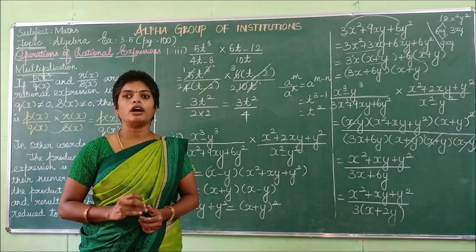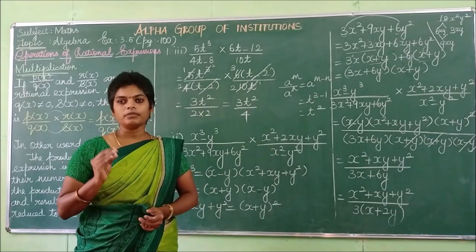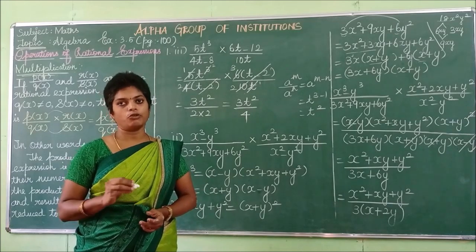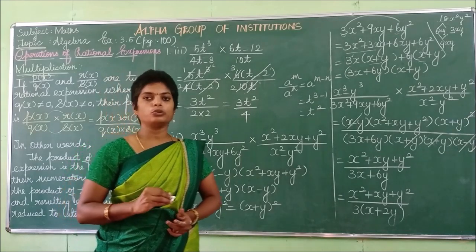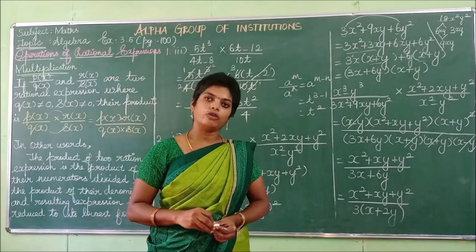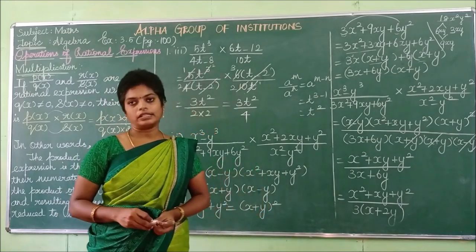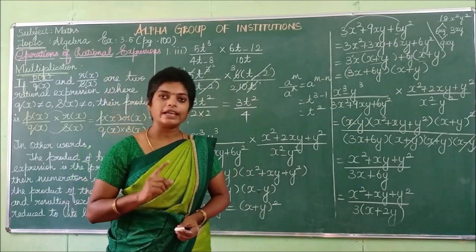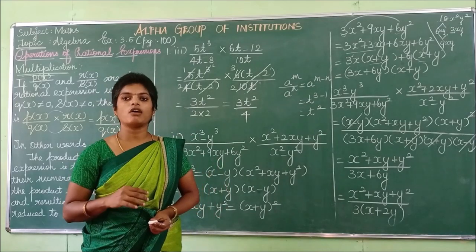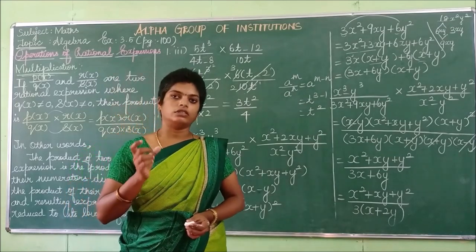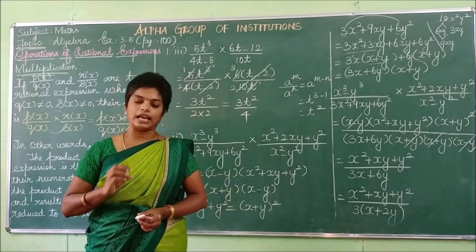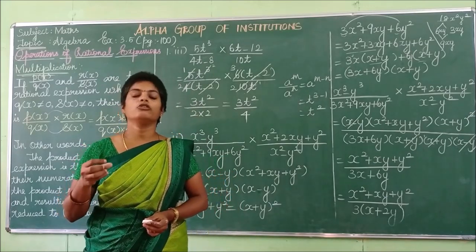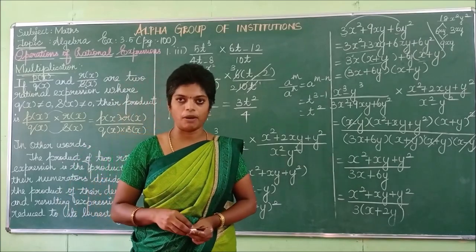For multiplication, you have to keep in mind, a rational expression is of the form p of x divided by q of x, where q of x is not equal to 0. Multiplying two rational expressions, p of x by q of x into r of x by s of x, can be expressed as p of x into r of x divided by q of x into s of x. Both denominators q of x as well as s of x are not equal to 0. Then if you find any answer, you have to reduce it to the lowest form.